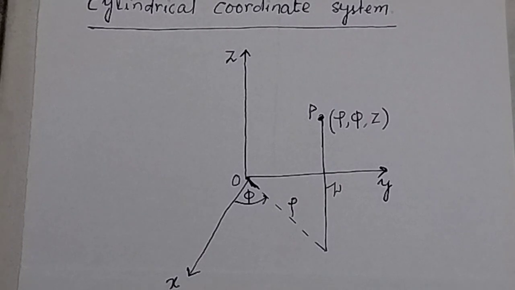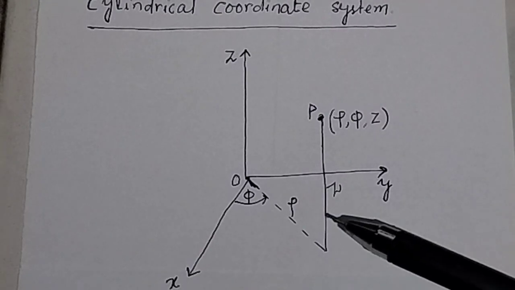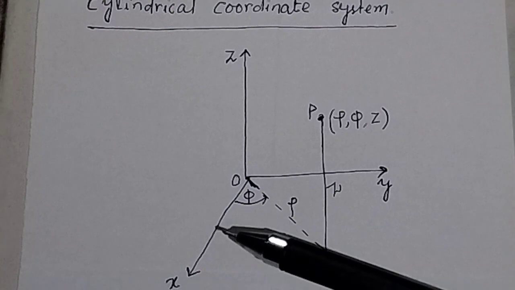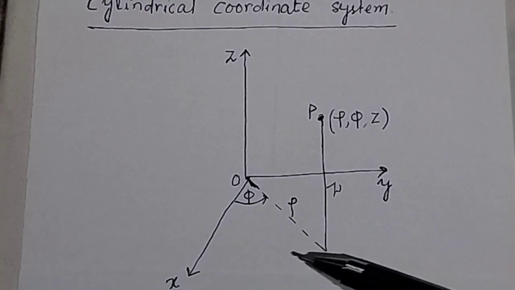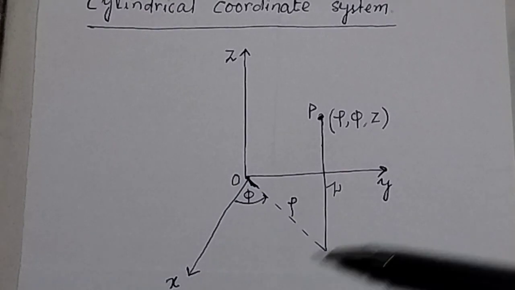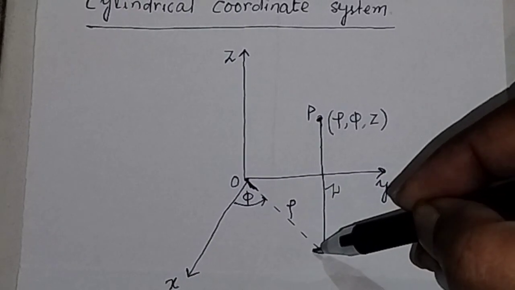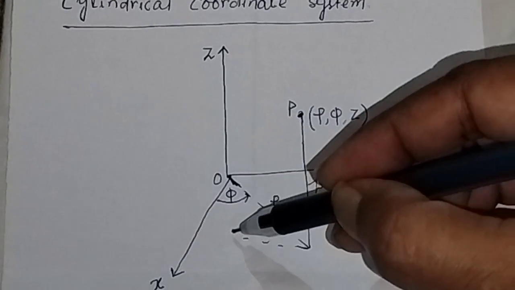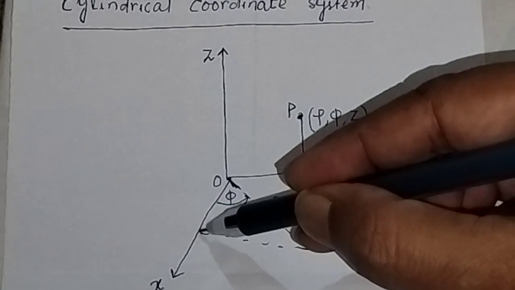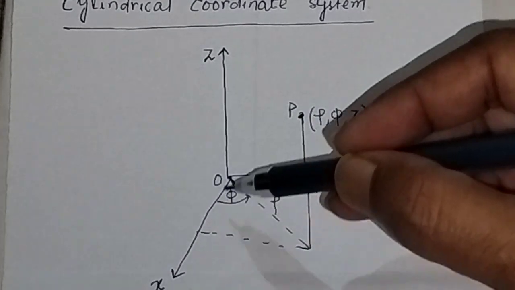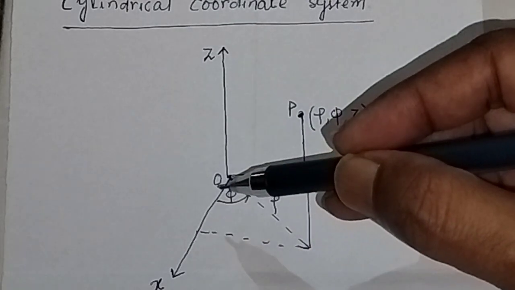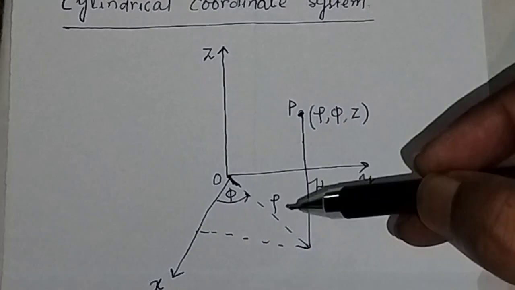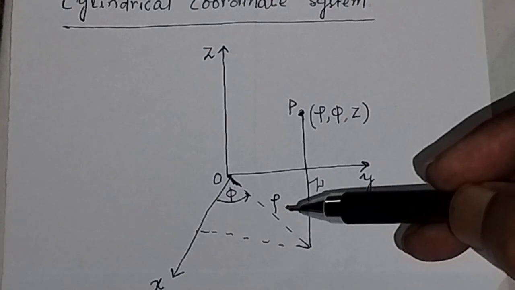Then how do you convert a point from cylindrical coordinate to Cartesian coordinate? In this xy plane, suppose you draw a perpendicular here, like this. Okay. Then what will be this distance? This distance, suppose, is equal to x, and x will be equal to rho cos phi.